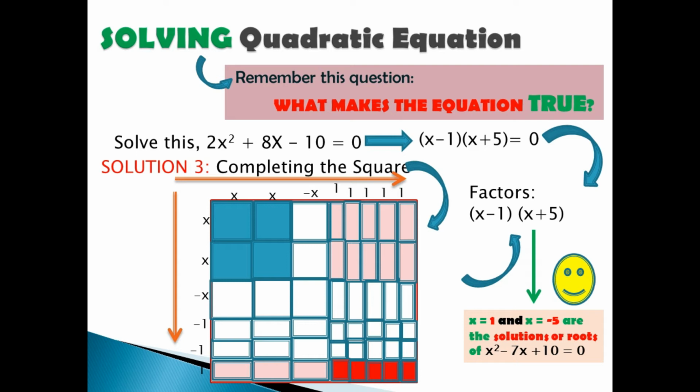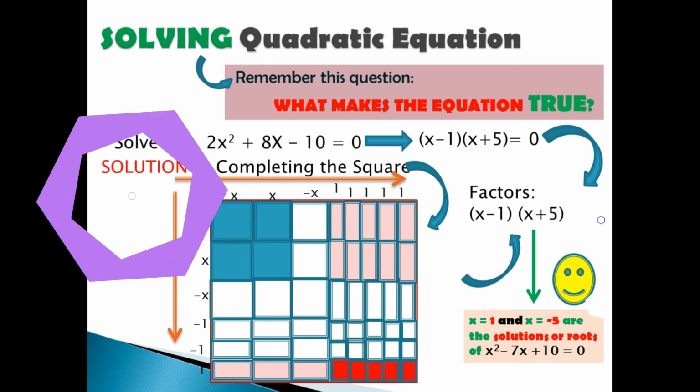In factored form, 2x squared plus 8x minus 10 equals 0 is equal to quantity x minus 1 times quantity x plus 5 equals 0. Again, the factors of 2x squared plus 8x minus 10 equals 0 are x minus 1 and x plus 5. You can verify it by substituting the values x equals 1 and x equals -5 into 2x squared plus 8x minus 10 equals 0 and find out if the equation is true.